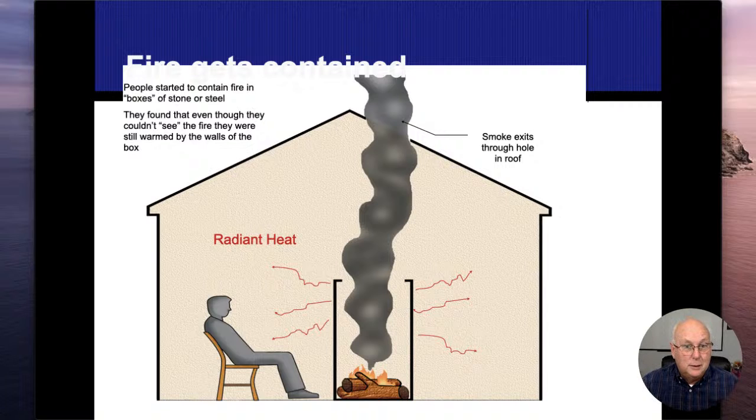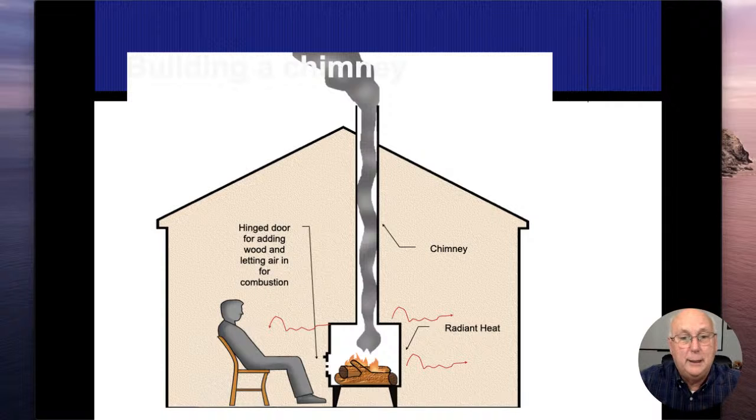We still have a lot of waste byproducts from the fire, so we need to channel that away. And we finally evolved to the point where we're putting in chimneys and flues, and we're directing all those bad gases out of the house. All right.